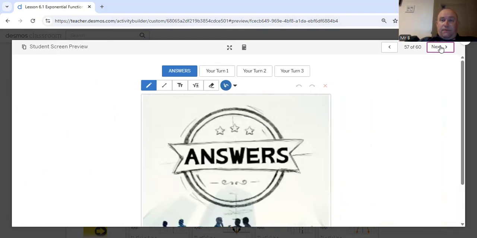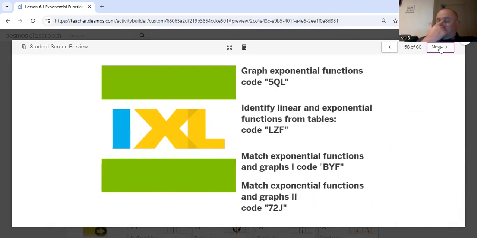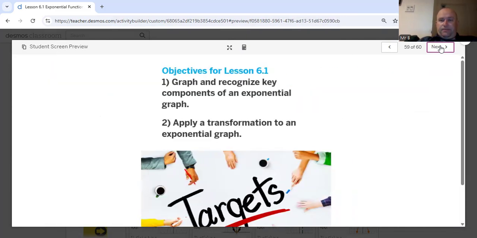There are answers that you can find within the Desmos activity if you need to check. And there are some recommendations for IXL exercises. And some of these will be part of the assignment. Just trying to figure out exactly how many to give at this point.